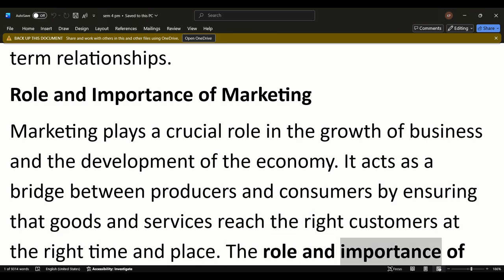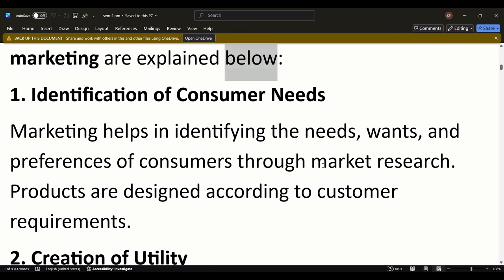The role and importance of marketing are explained below. 1. Identification of consumer needs. Marketing helps in identifying the needs, wants, and preferences of consumers through market research. Products are designed according to customer requirements.